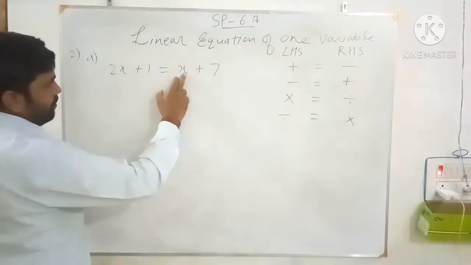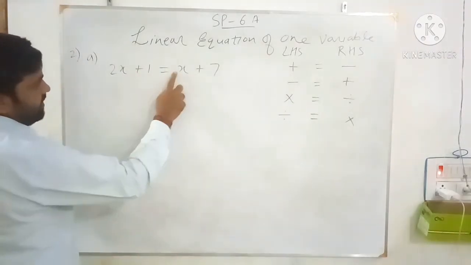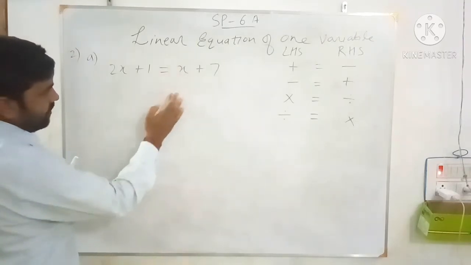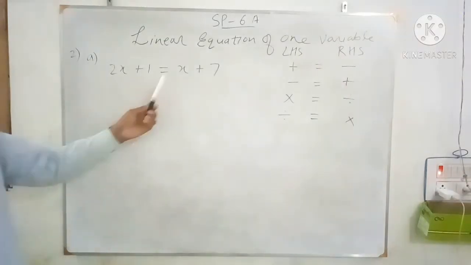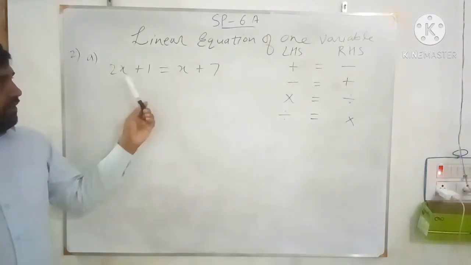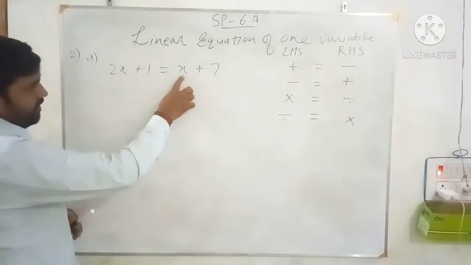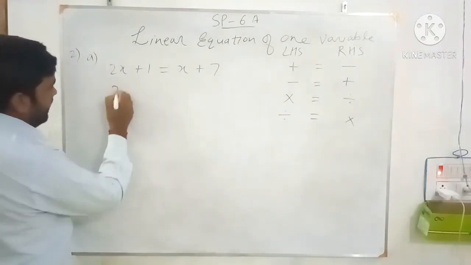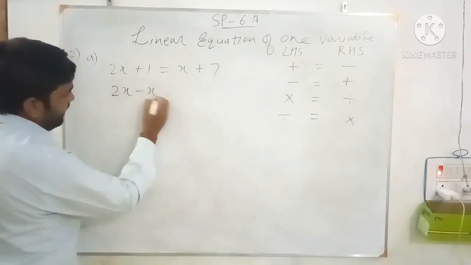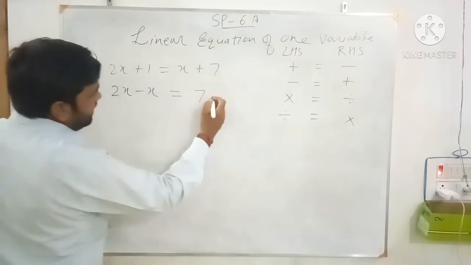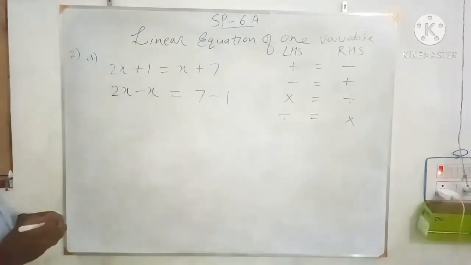When we transpose this x to the left hand side, plus x will be converted into minus x. Whenever we transfer any term from left to right or from right to left, its sign will change. So what will happen? 2x minus x. And this plus 1 you transpose to the right hand side, it will become minus 1. So like this we have to do.